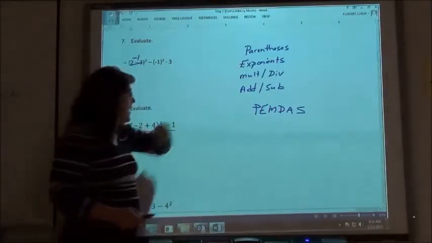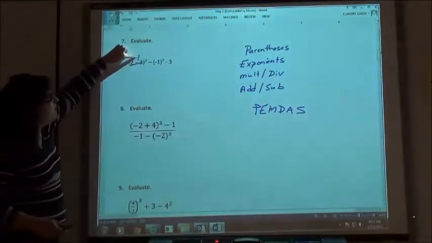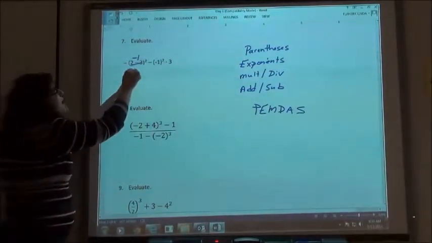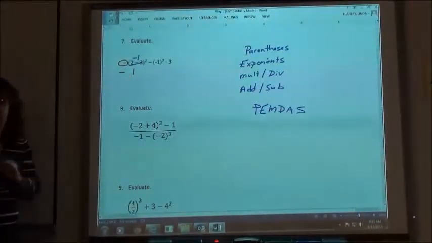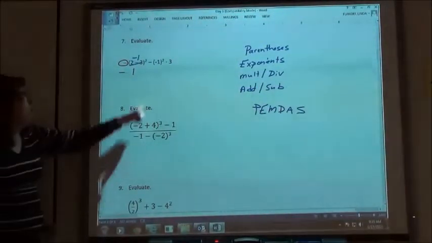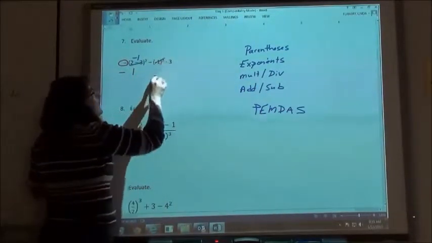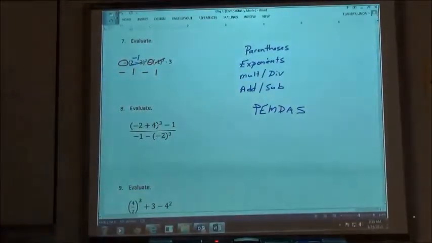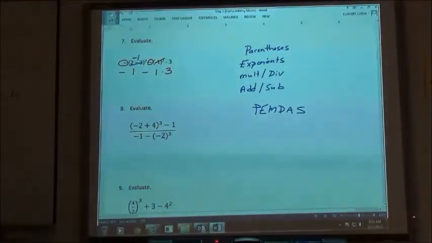Now I want to do my exponents. So here I have a -1 that's squared. -1 times -1 is a +1. This minus sign is just going to come down in front of that. Here I also have an exponent. -1 times -1 is a +1. Again, that minus sign is just going to come down right in front of it. I then have a times 3 on the end that I haven't done yet.